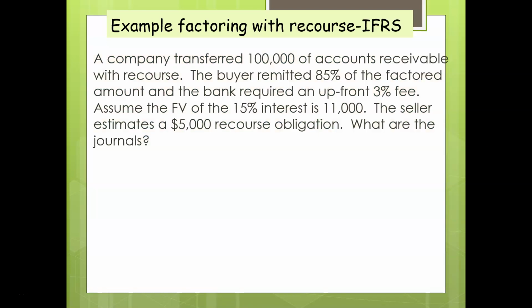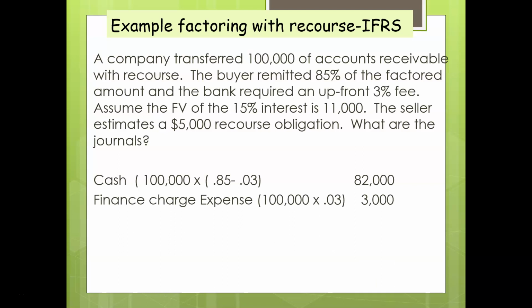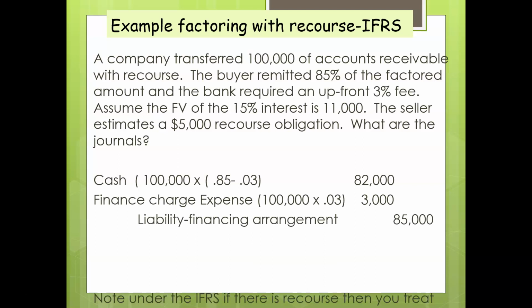Now, what about under the international standard? The cash would still be 82. They would say 3% was a finance fee, and they'd set up a liability for the financing arrangement. And if you notice, the accounts receivable do not come off the books.